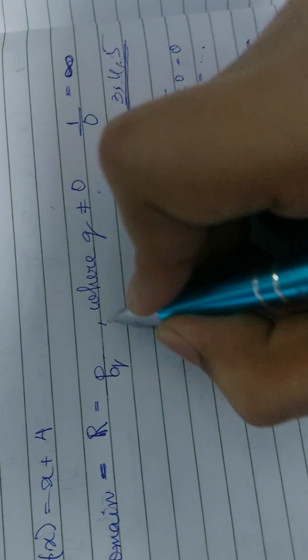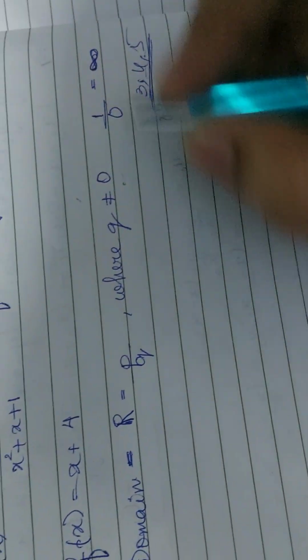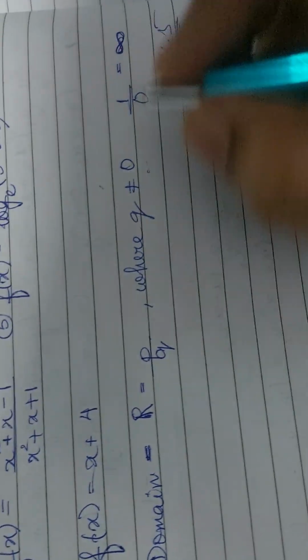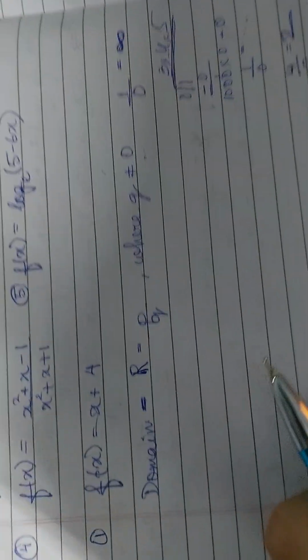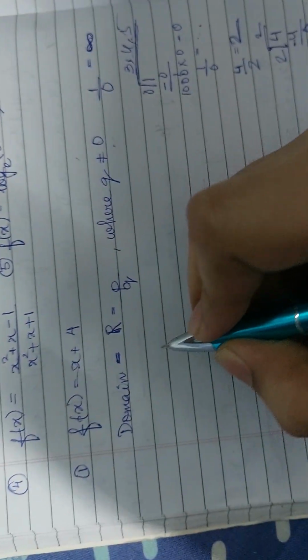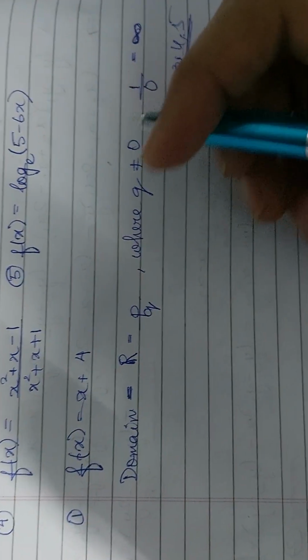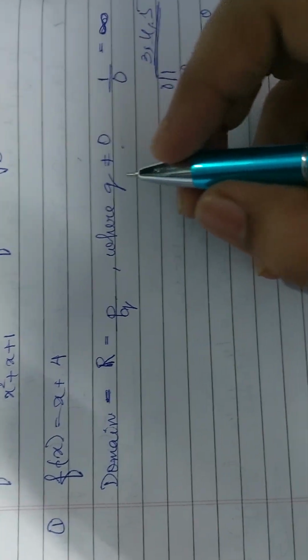Since it does not give us a real value, that is why 1 by 0, or any number divided by 0, is not considered a real number. So that is the whole concept of real numbers. And in the domain, we have to find all those values of x such that f(x) is a real number. So we have to find all those values of x.